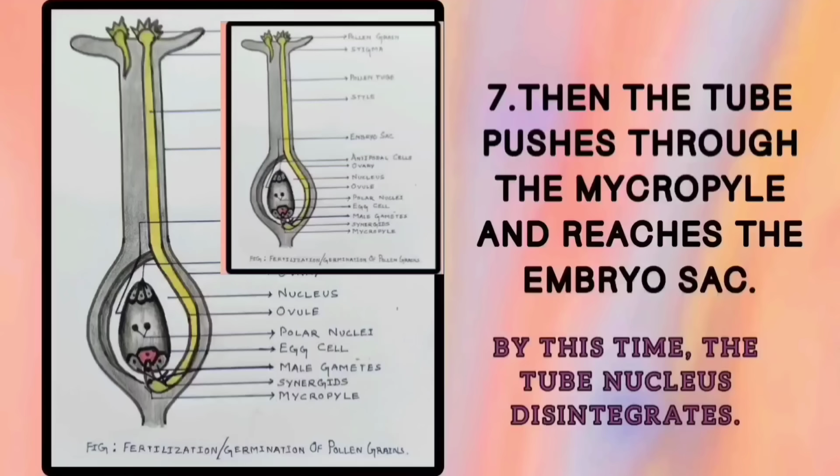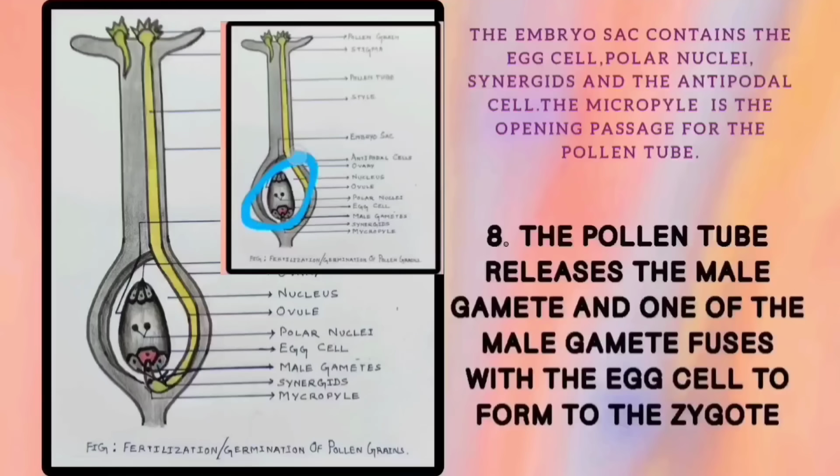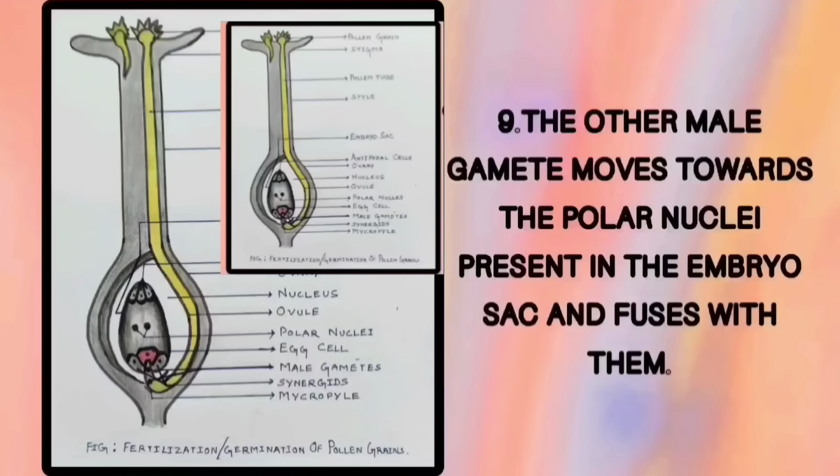By this time, the tube nucleus disintegrates. The embryo sac contains the egg cell, polar nuclei, synergids, and the antipodal cells. The micropyle is the opening passage for the pollen tube. In the eighth step, the pollen tube releases the male gametes and one of the male gametes fuses with the egg cell to form the zygote.